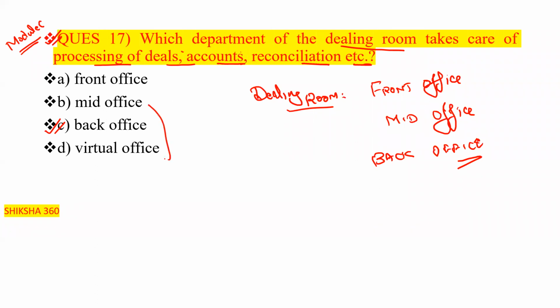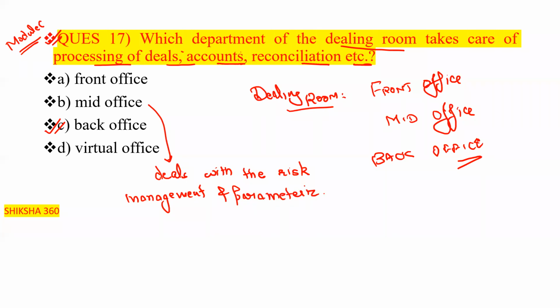So what is the mid office? Please tell fast if anyone remembers. The mid office deals with risk management. Yes, you're right. The mid office deals with risk management and parameterization of risks for the dealing room operations.